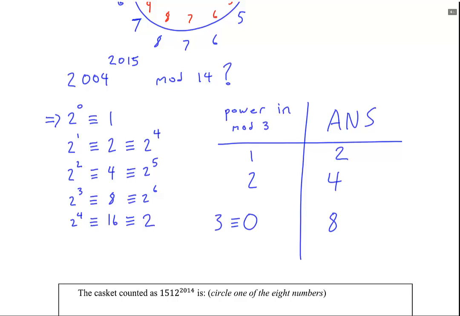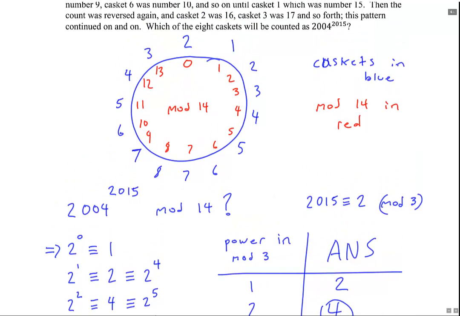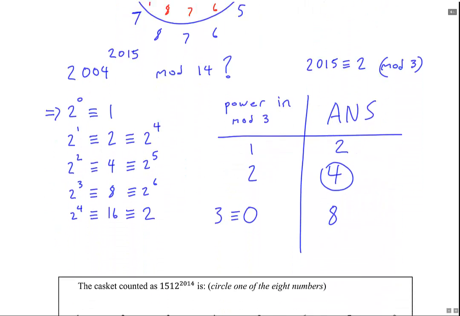So finally, we just need to figure out what 2015 is in mod 3. So luckily enough, we have a nice mod magic trick for 2015. 2015 is congruent to 2 by adding up the digits in mod 3. So that means that our answer that we're looking for is 4. So 4 in our table above converts to 4. So the correct casket here is 4.